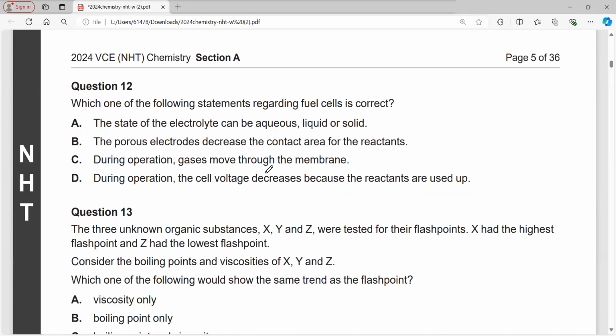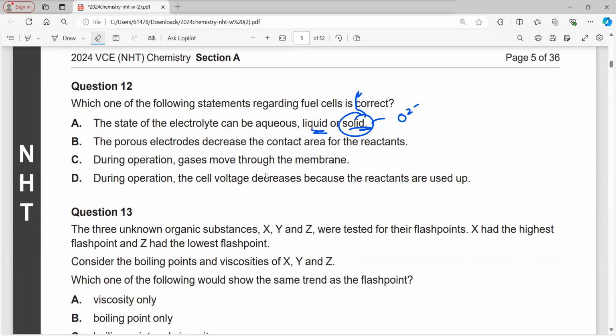Which one of the following statements regarding fuel cells is correct? The state of the electrolyte can be aqueous, liquid, or solid. This is actually right. Solid, because it can be things such as ceramic oxide. If you have done past questions, you would have seen that a lot of the time the electrolyte has been ceramics, for example O2 minus. It can be liquids and obviously can be aqueous. Another one that we've looked at is a polymer electrolyte membrane, which I believe is solid. Do not quote me on that. But yeah, let's have a go.